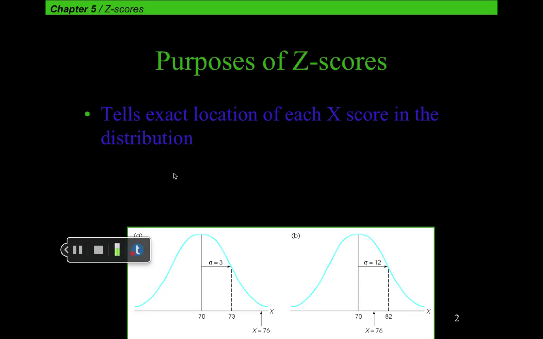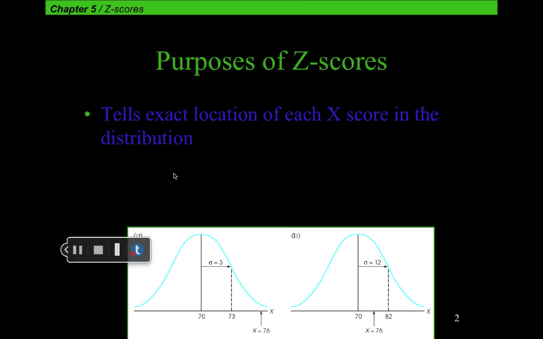So if you have a raw score, say, of 73, and it is a distribution that has a mean of 70 and a standard deviation of 3, that is telling us we have a z-score of 1, and that tells you that you have a score that is exactly 1 standard deviation above the mean. A score of 73 is a z-score of 1, and that score is exactly 1 standard deviation above the mean.